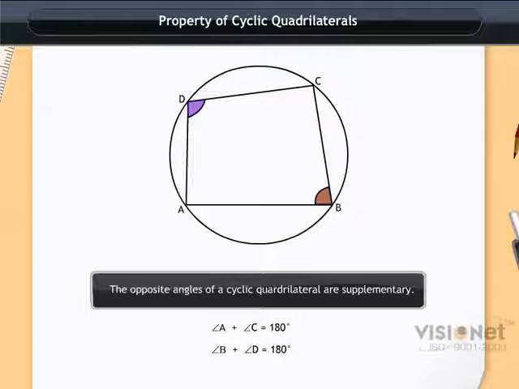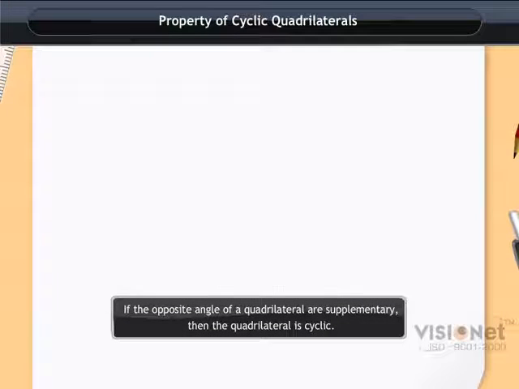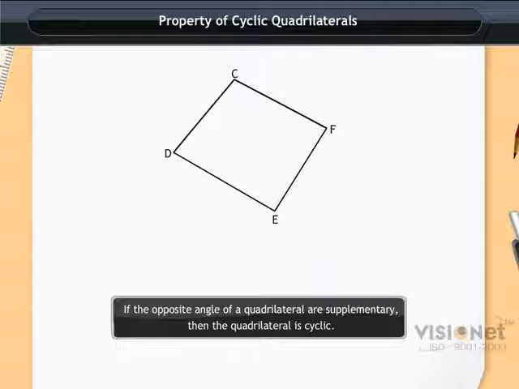The converse of this property also holds: if the opposite angles of a quadrilateral are supplementary, then the quadrilateral is cyclic. Using this property, we can also check whether a quadrilateral is cyclic or not.